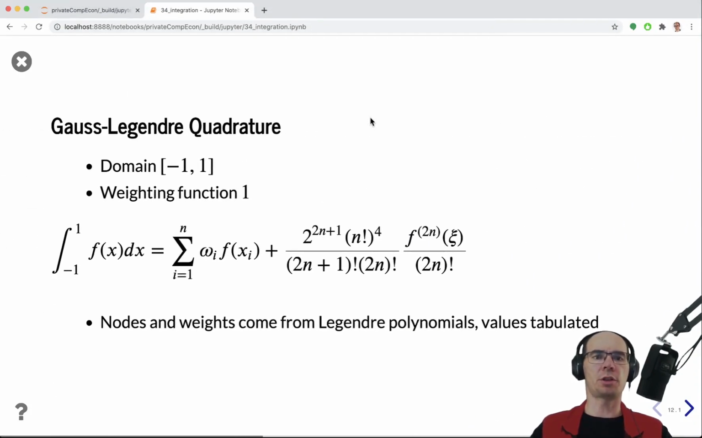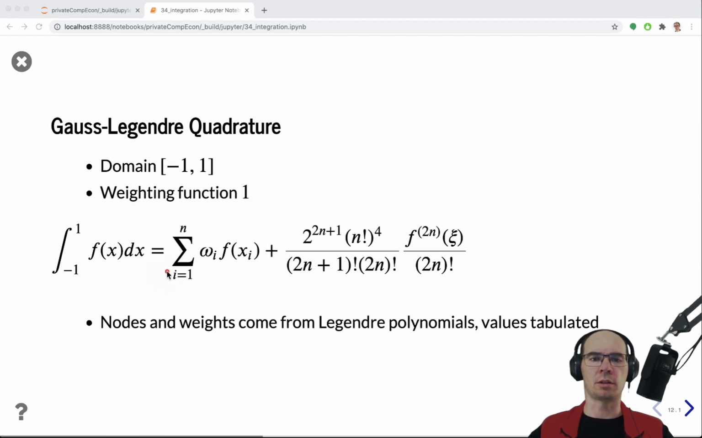Now, Gauss-Legendre quadrature is built in the same way in principle. So it's a weighted sum of the function values with some weights omega. But it works on the domain of -1 to 1. And the weighting function is just unity. So there is no weighting function here in the integral that we have to take care of. And in that respect, it's more convenient, right?